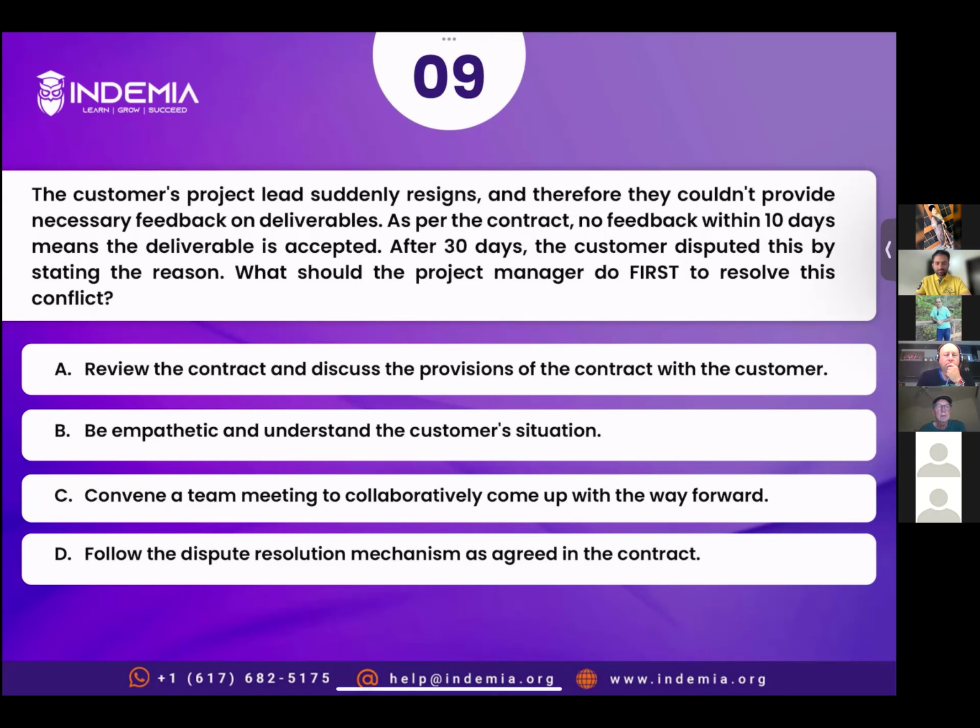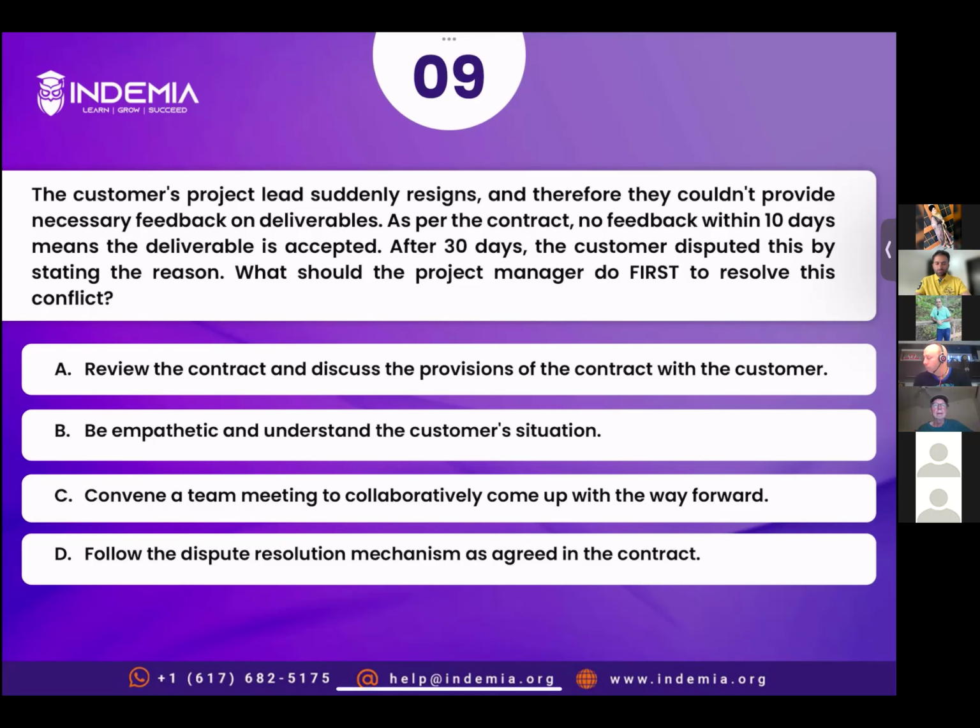Try to understand the situation. It clearly says the customer's project lead suddenly resigns, and therefore they could not provide necessary feedback on deliverables. So it's not something intentional, right? It is unintentional, and it is because of that emergency. So the first thing is we try to understand the situation. Be empathetic and understand the customer's situation, and then come up with a way forward. Maybe you would be discussing, following the contract, or using dispute resolution, or whatever you will be doing. But the first action is to be empathetic and understand the customer's situation.